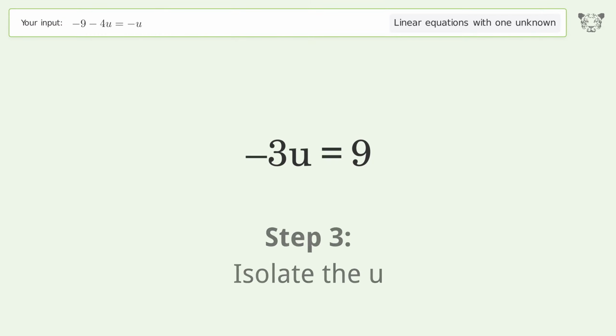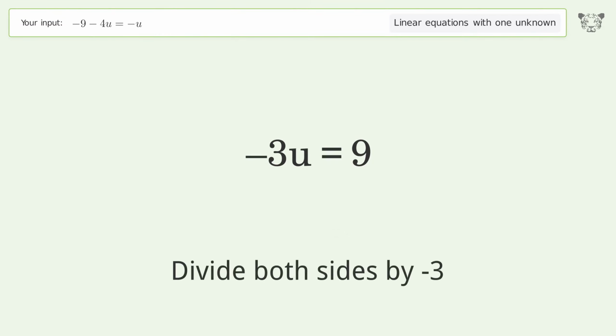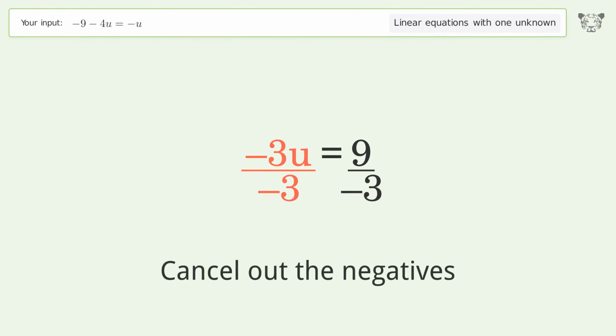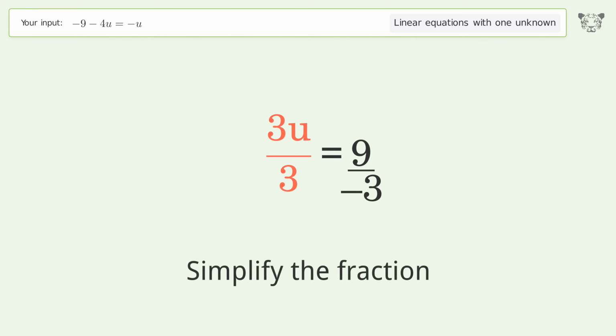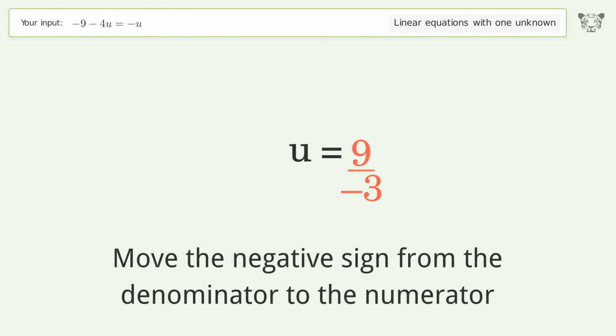Isolate the u. Divide both sides by -3. Cancel out the negatives. Simplify the fraction. Move the negative sign from the denominator to the numerator.